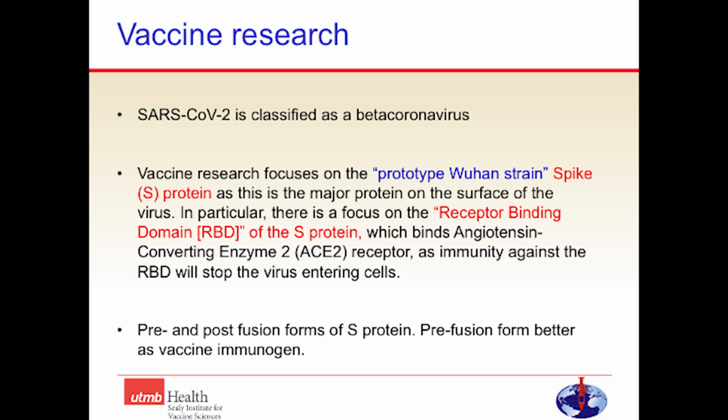The focus is mostly on the spike protein. It's a major protein on the surface of the virus. It binds to the cell receptor, angiotensin converting enzyme 2, via something called the receptor binding domain, or RBD. So the focus of much of the vaccine development has been on the RBD, the idea being to get antibodies that block binding to the cell receptor and also have neutralizing activity.